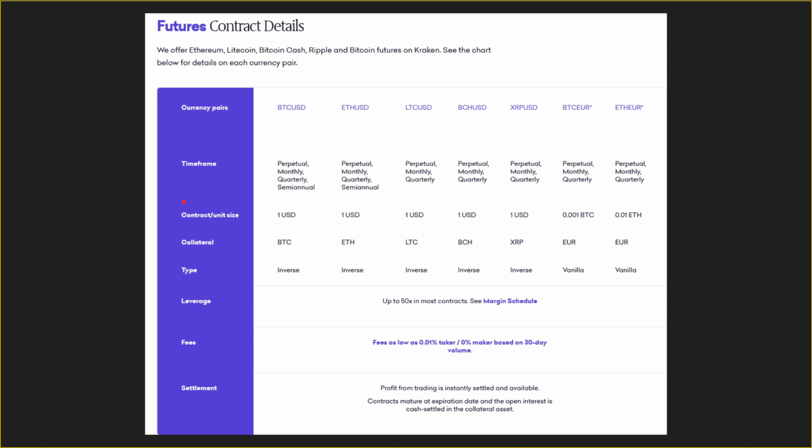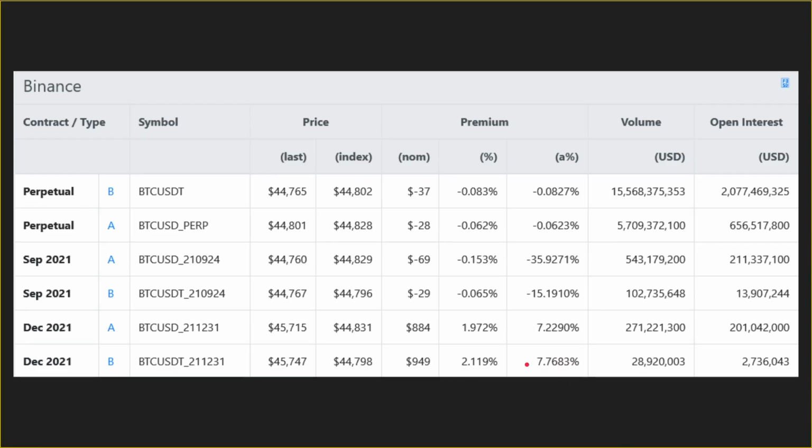We also see the contract unit size. So each contract is about $1. On this particular situation, the collateral is accepted in Bitcoin and different types, inverse futures contracts, leverage up to 50x in most contracts, and fees as low as 0.01% maker and taker based on 30-day volume as well. And here are some statistics.